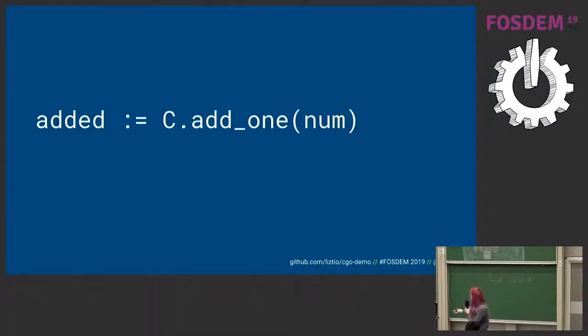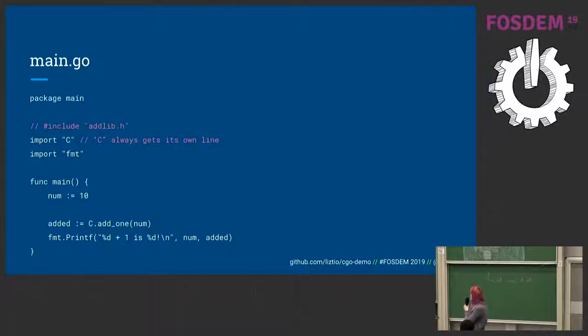You'll notice that add one does not start with a capital letter. C is not a real module, so it can break rules like that. C is just a sort of pseudo module that says, hey, I want to call out from here. This is what the code itself looks like. I'm sorry it's very small, but the actual code is on the bottom of the slides. Important thing to note here, the import C always gets its own line, no matter how many other imports you have. Because it's not actually an import, it's being used by the parser.